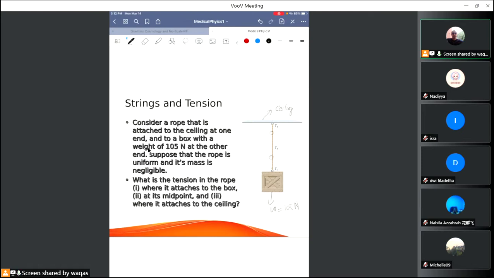Now the question is, what is the tension in the rope? We want to know the tension in the rope. You need to find the tension at this point, you also need to find the tension at the middle point, and you also need to find the tension at this point. So we have three points. We can find a tension here, here, and here. This is homework. You guys also need to do this homework.